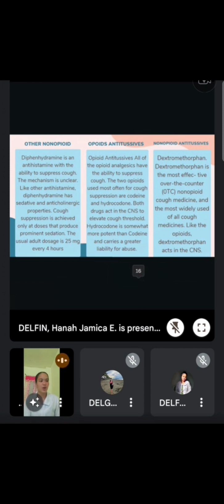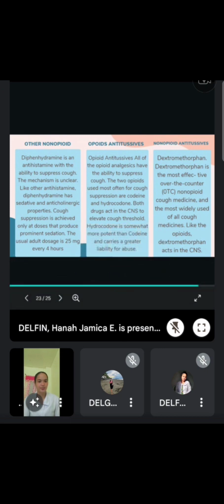Next are the non-opioid antitussives. Dextromethorphan is the most effective over-the-counter non-opioid cough medicine and the most widely used of all cough medicines. Like the opioids, dextromethorphan acts in the CNS.